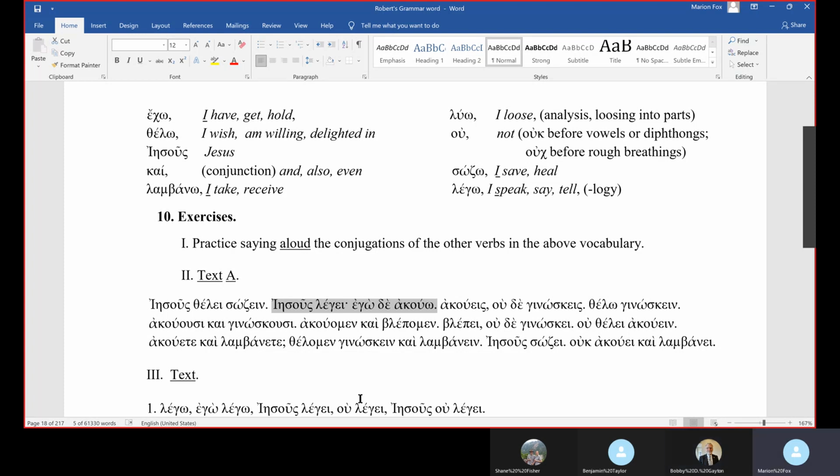All right. Let's go over to the next one. Akoueis ou de ginoskeis. All right. Now then, remember the o eis ei, omen ete ousi ending. We have eis, that's second person singular. So that's who? You. You hear. You singular, right? Everyone see that?